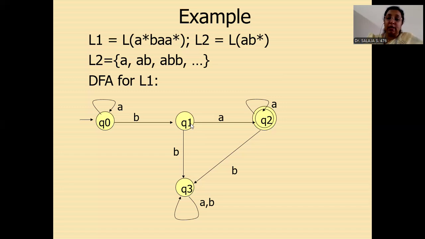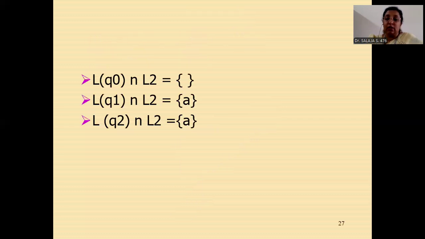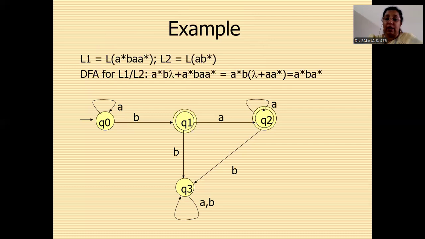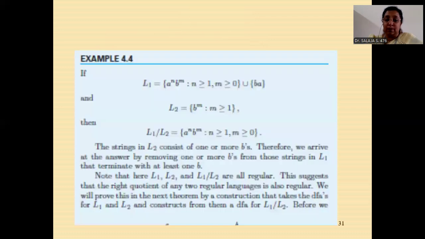Whereas from Q1, when I read A, I reach the state Q2, which is a final state. I'm not checking for all the strings, I'm only checking for any one of the strings. So Q1 on A reaches Q2, and therefore Q1 acts as the new final state. Q2 on A also reaches Q2, which is a final state in L1, and therefore Q2 also acts as a final state. So in general, Q1 and Q2 act as the final states for L1 slash L2.